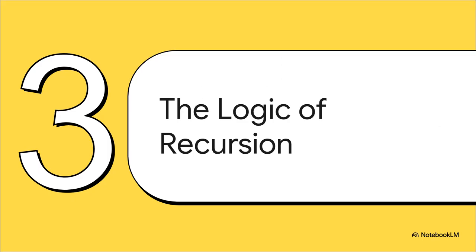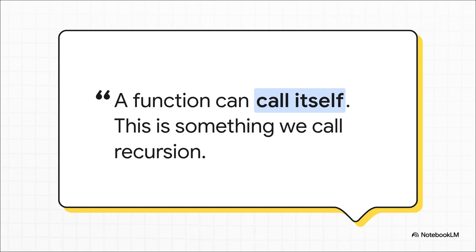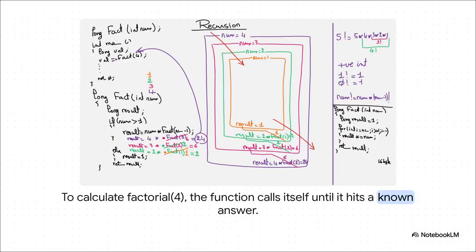Okay, so functions are fantastic for repeating a task. But what about problems that are defined in terms of themselves? For that, we need a tool that's a little more mind-bending. Get this. A function can actually call itself from inside its own code. This amazing concept is called recursion. It's a really powerful way to solve certain kinds of complex problems by just breaking them down into smaller, identical versions of themselves. Let's use a classic example, factorial.